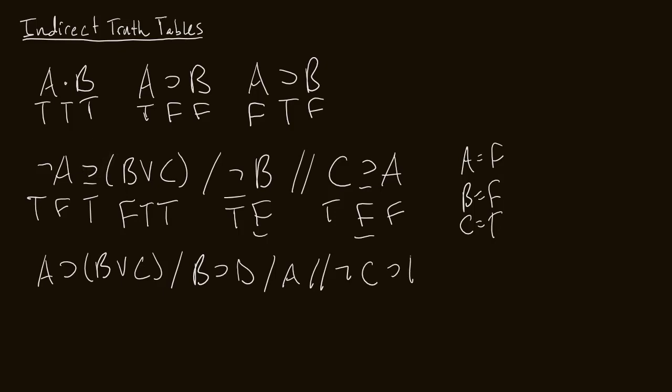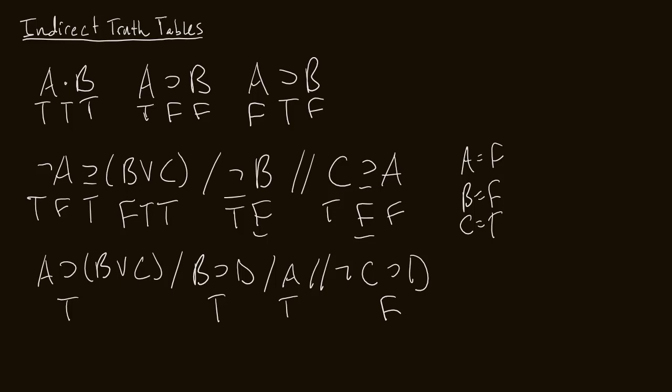So as you can see, this has 4 variables. The truth table would take up 16 rows. This will take up less. All right, now let's make our premises true and our conclusion false. So we have this is true, true. Oh, sorry. This should not be true. That's not a premise. This is true and this is false.